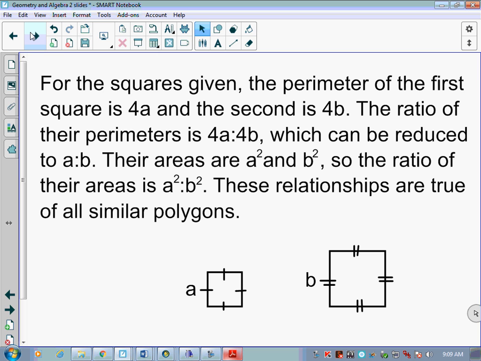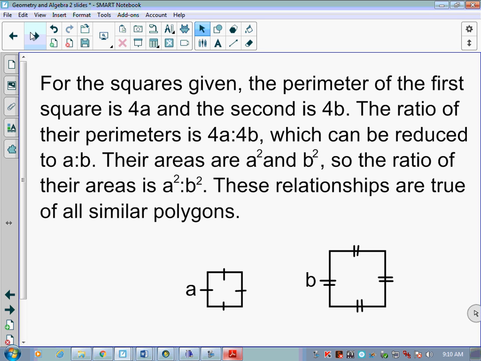If I knew that a represented 1, then my perimeter would be 4, correct? Then if b equaled 2, it would have a perimeter of 8. Do you see how the scale factor, which is 1 to 2, maintained its position into the perimeter? It's the same as the scale factor. The ratio of perimeters will always be the same as the scale factor ratio. You get my point?